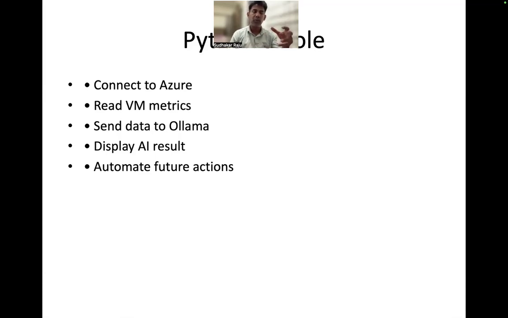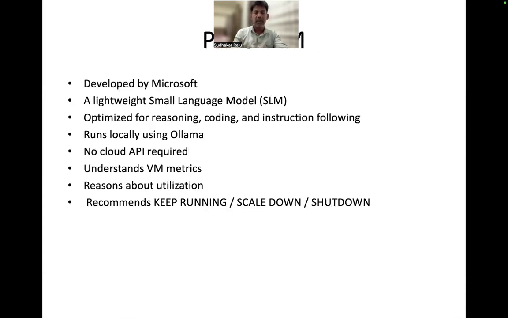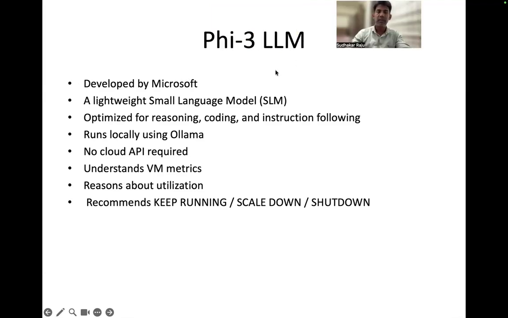For example, if you want to do more automation, then you can do it. Or else, if you want only the recommendation part, you can stop with that recommendation. And Ollama actually runs locally on your machine, and you don't need to pay anything. It receives only prompts and returns the JSON recommendation. Okay. So this is called PHI3, because it's the one which runs on your Ollama.